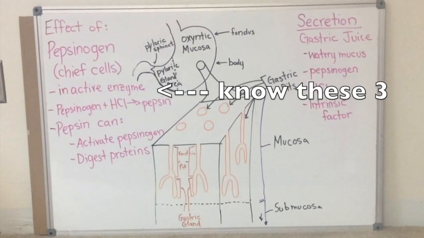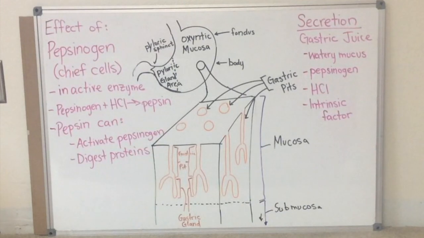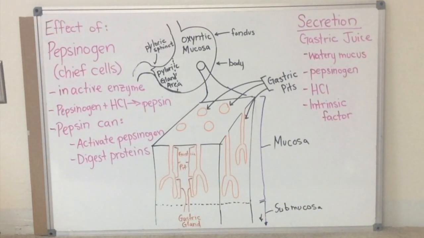Pepsinogen is released by the chief cells. Pepsinogen is an inactive enzyme that, when combined with hydrochloric acid, forms pepsin. Since hydrochloric acid is not formed until it reaches the lumen of the stomach, pepsinogen is also not activated until it comes into contact with hydrochloric acid within the lumen of the stomach. This is important because if pepsin was released in its active form within the gastric glands, it would begin to eat away at the cells that produced it.